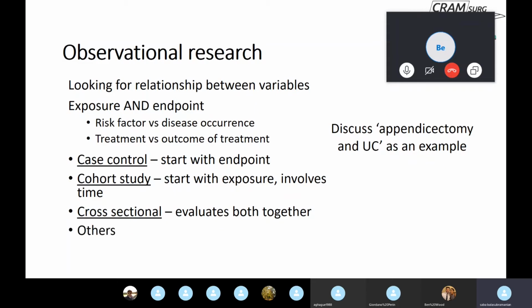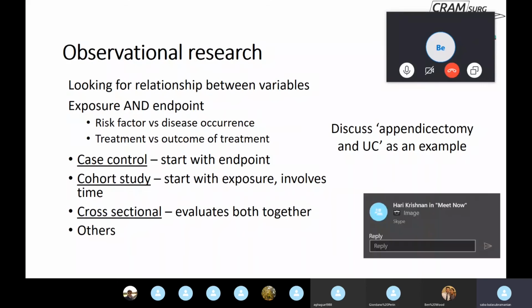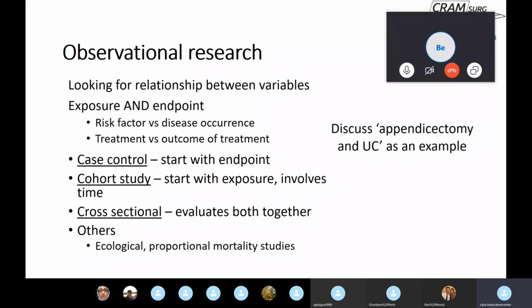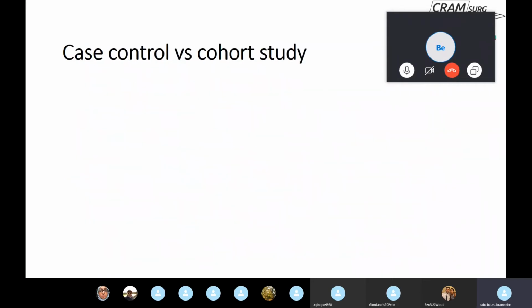There are some other unusual types of observational study. I don't think we will discuss that in much detail. I've put them on just for completion's sake. Ecological studies and proportional mortality studies. Like I said, we'll just keep it on the back burner for now.